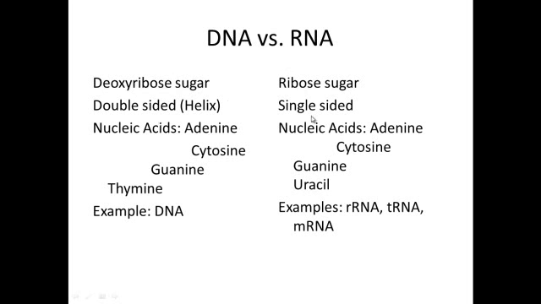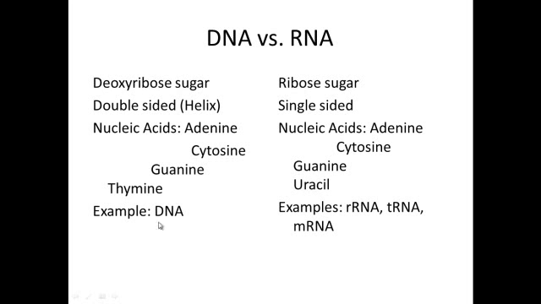RNA is like you took a chainsaw to the ladder and cut straight down. You have half a ladder. Okay? Single-sided. The nitrogenous bases found in DNA are adenine, cytosine, guanine, and thymine. The ones found in RNA are adenine, cytosine, guanine, and a new one, uracil. So you have to remember which one has thymine and which one has uracil.